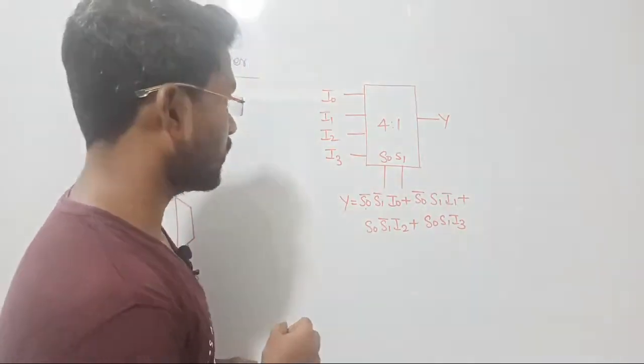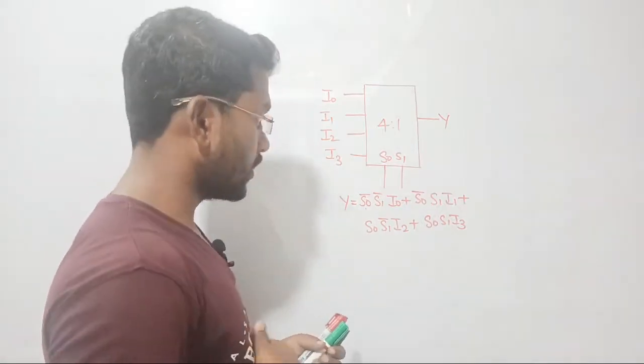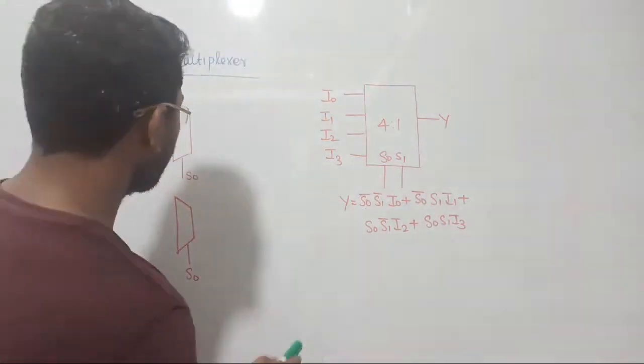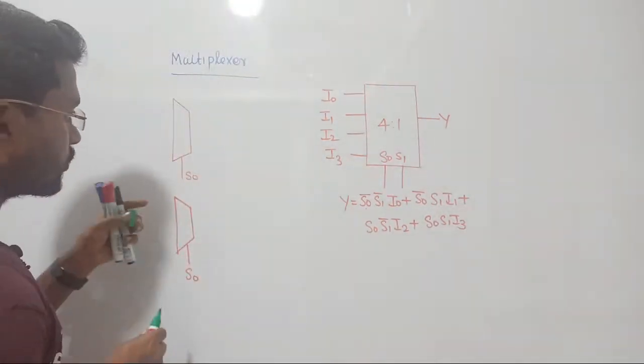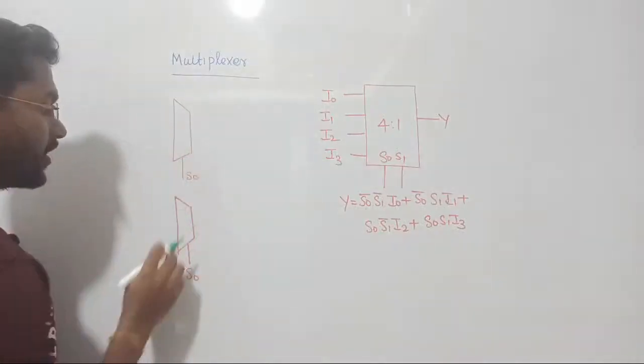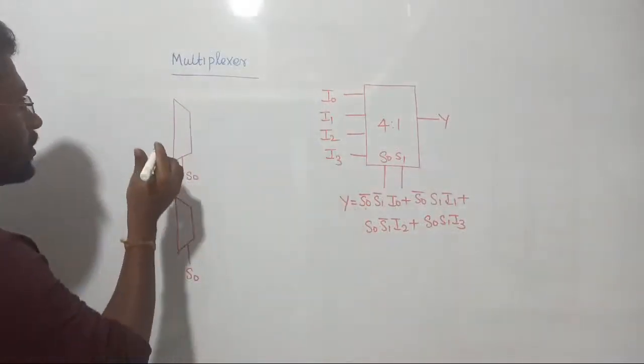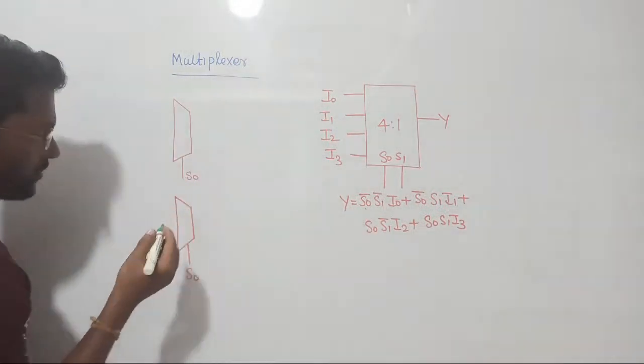Guys, please join. I think every one of you is joining. So let me continue the session. So let's try and design the 4 cross 1 mux with the help of 2 cross 1 mux, right? So I'm just considering, see what is our target.